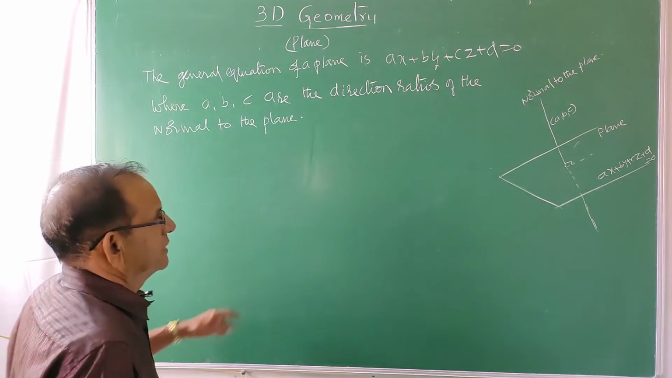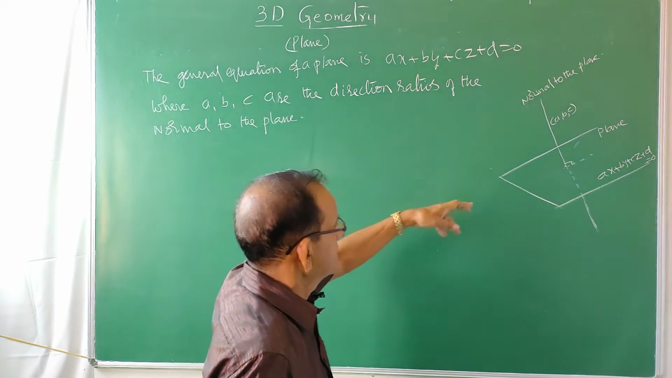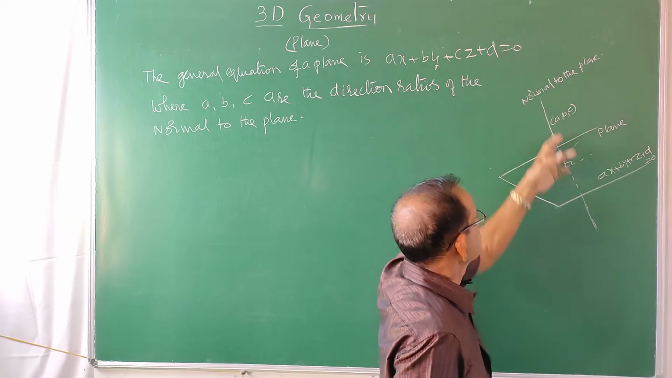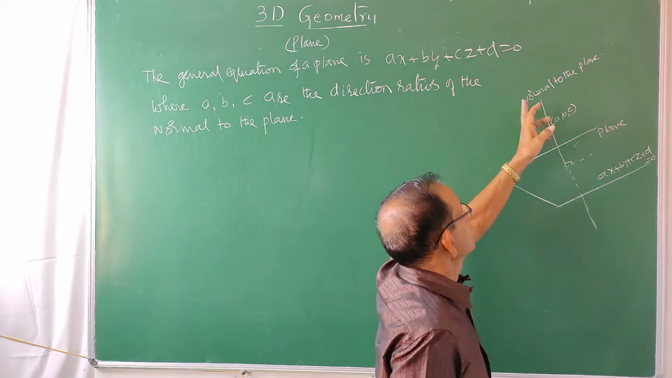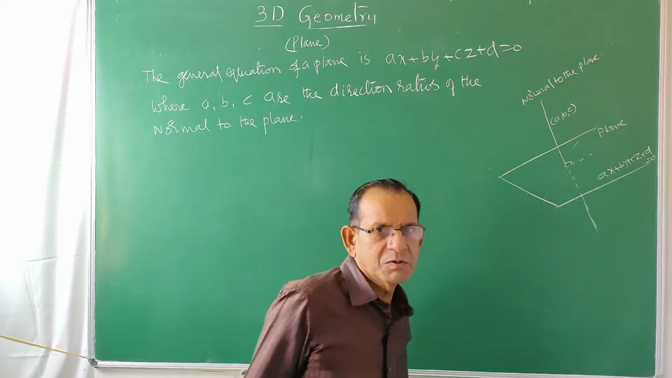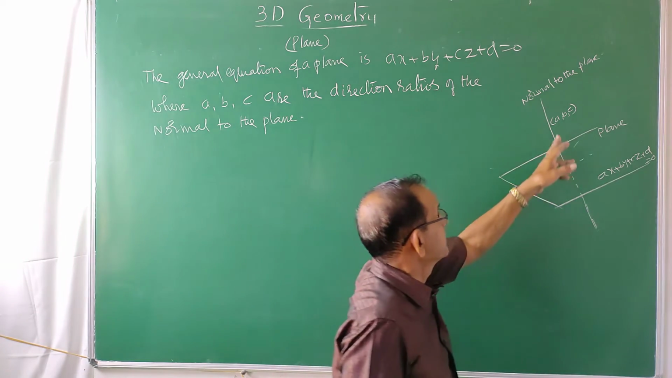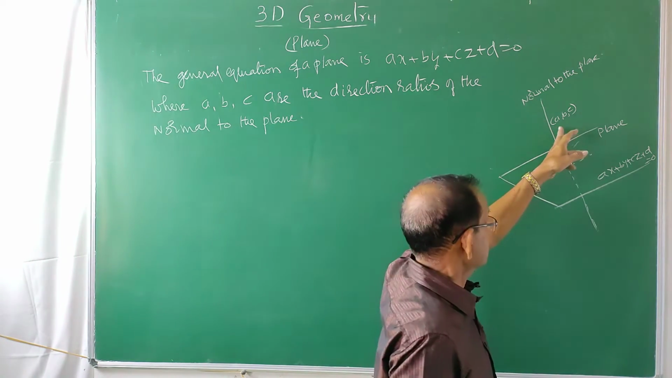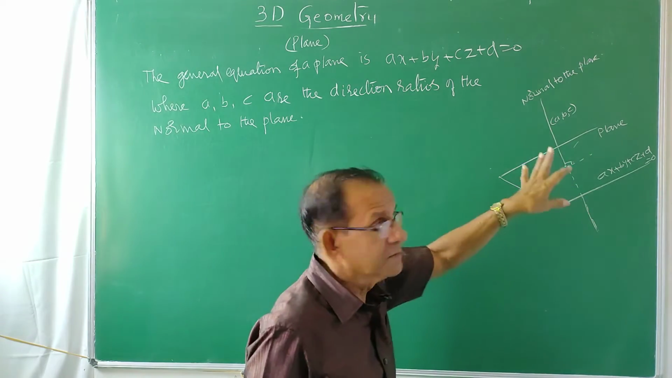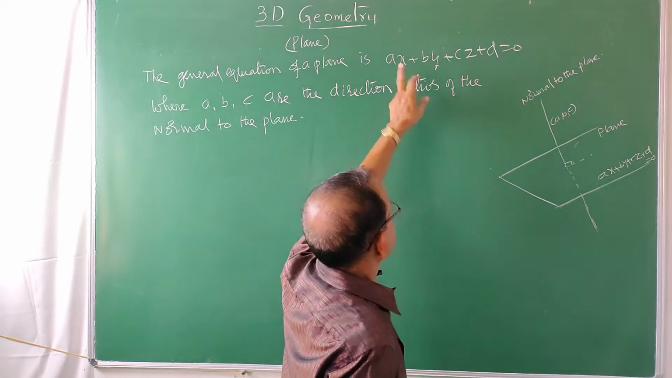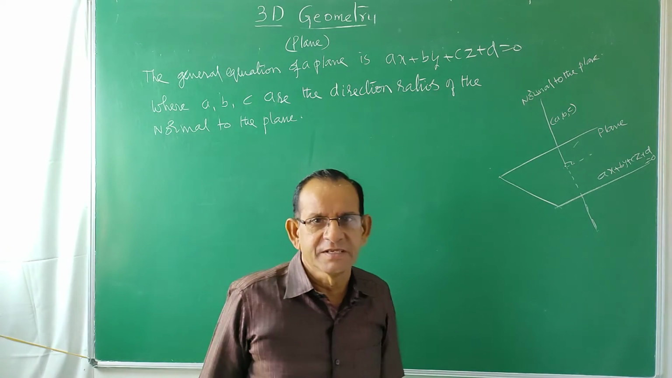Now let us discuss something about the plane in 3 dimensions. This is a plane and this is a perpendicular to the plane. This line is perpendicular to the plane, that is called the normal to the plane. Normal means a perpendicular. Now for any line there will be direction ratios. If a, b, c are the direction ratios of that normal, then the general equation of this plane is ax plus by plus cz plus d is equal to 0.